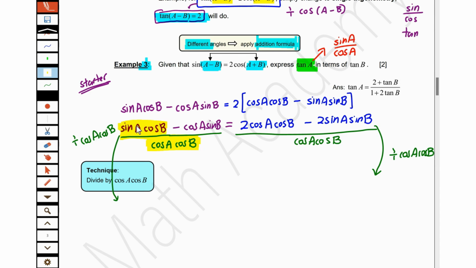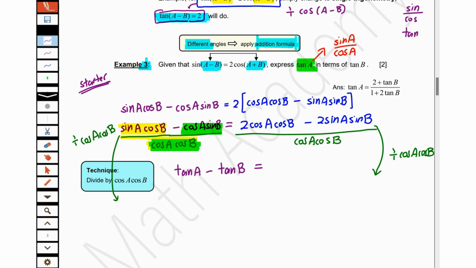If you look at the yellow color component, once you divide, your cosine B will cancel out. You're left with sine A over cos A, and that is tangent A. So this is obtained from the yellow color component. Next I'm going to do the green color component. For the green color component, your cosine A will cancel out. You're left with sine B over cosine B, and sine B over cosine B is tangent B.